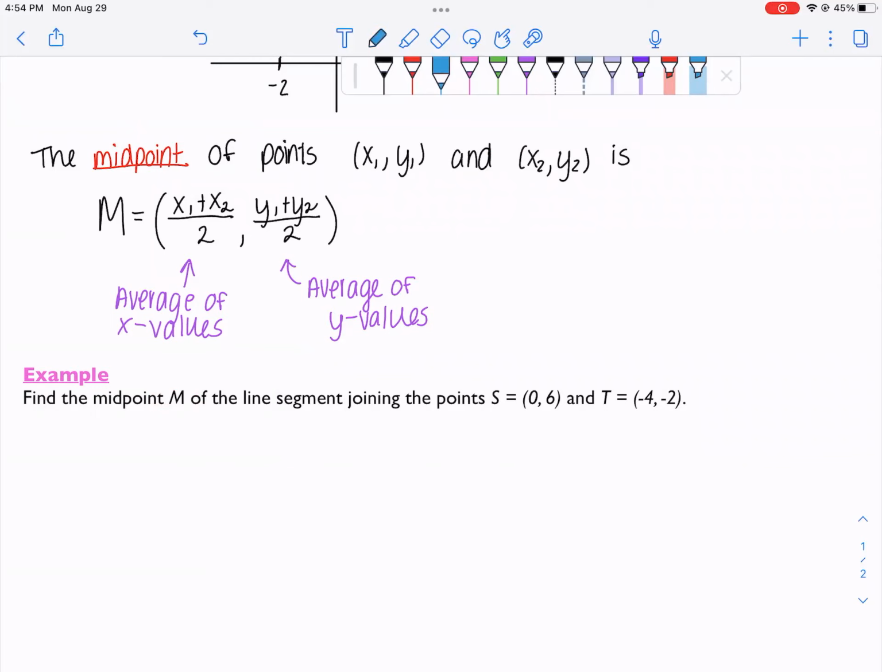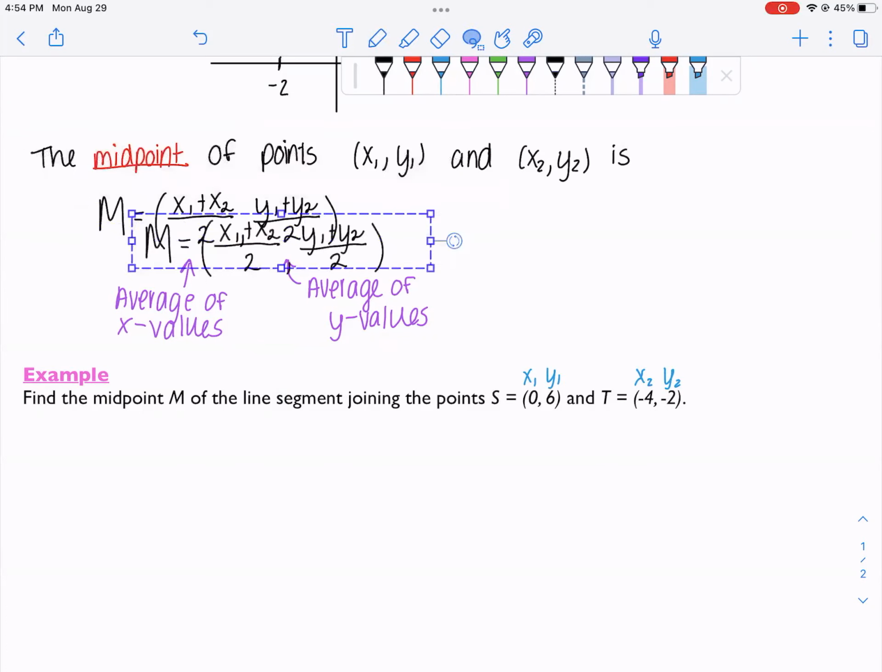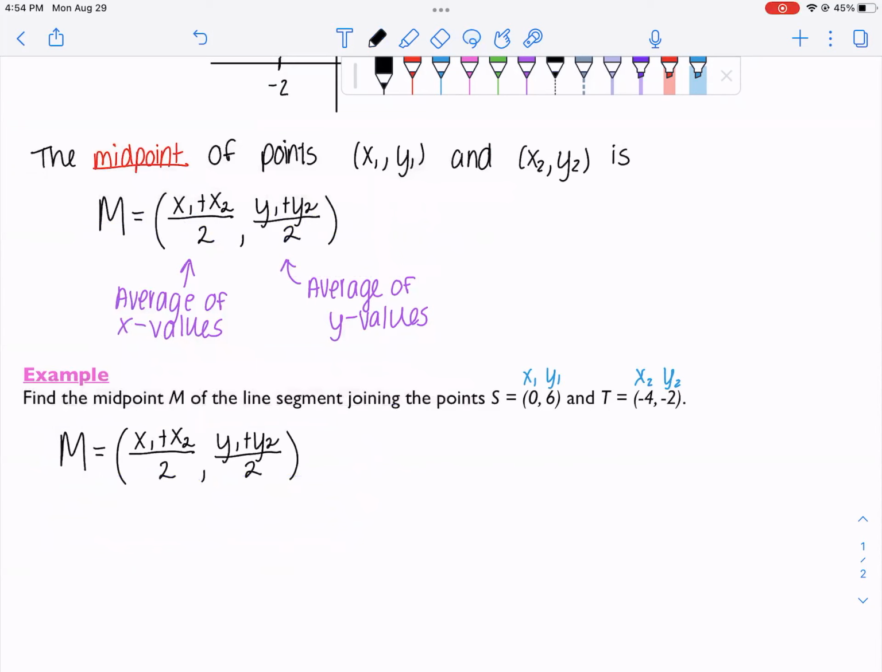So let's go ahead and allow x1, y1 to be S, x2, y2 is going to be T. Sometimes my iPad wonks out a little bit. And then we're going to go ahead and plug them into our formula right here.